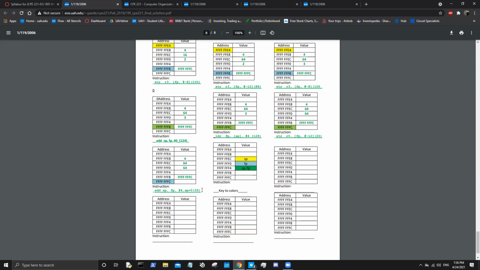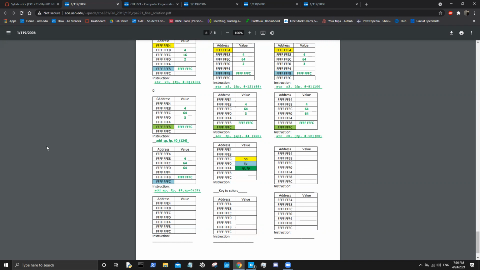The SP gets moved in the stack and the frame pointer remains. So SP here is what's getting operated on. It's gaining the frame pointer address, which is FFFFFFC plus 4, which sends it to 0, and then it gets put into the stack pointer, meaning the frame pointer gets to stay where it is and the stack pointer goes off to address 0, and then we're finished. So that's what happens here.